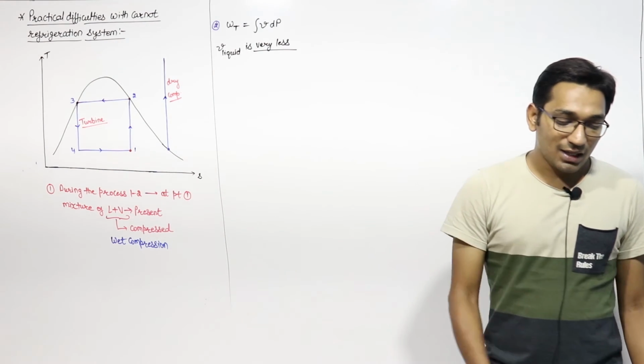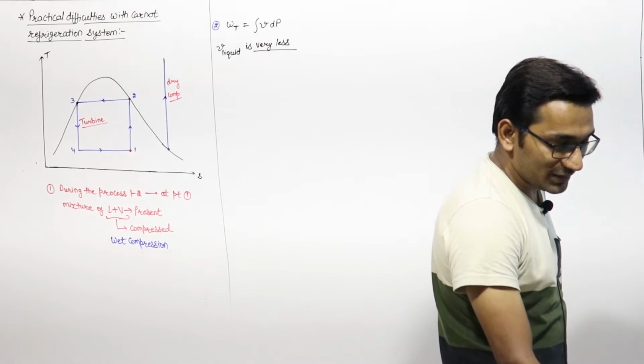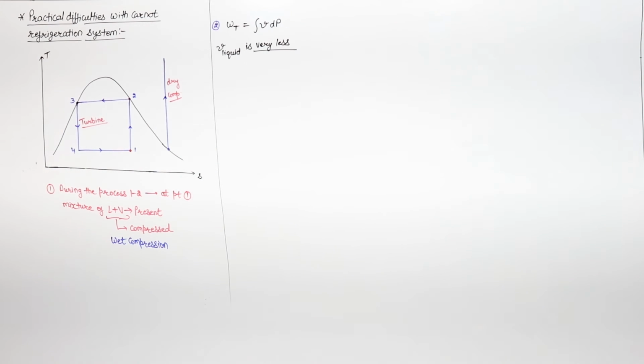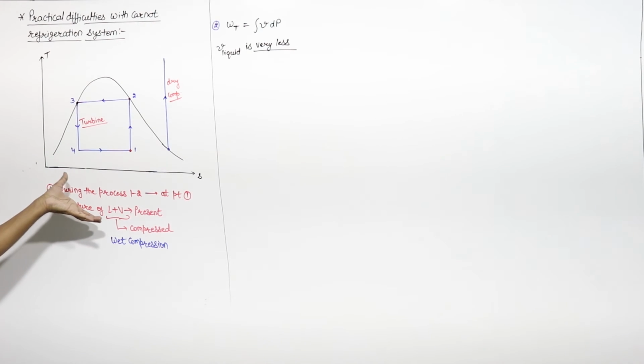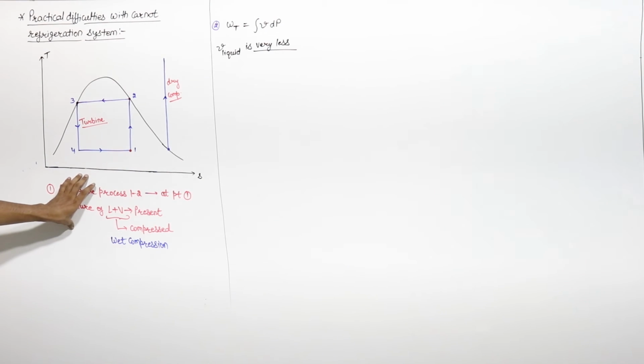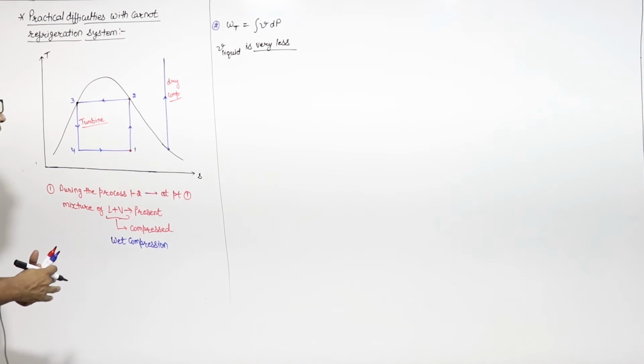Now, how do we overcome this limitation of wet compression and achieve dry compression easily, right? We can overcome this wet compression limitation by using two compressors.